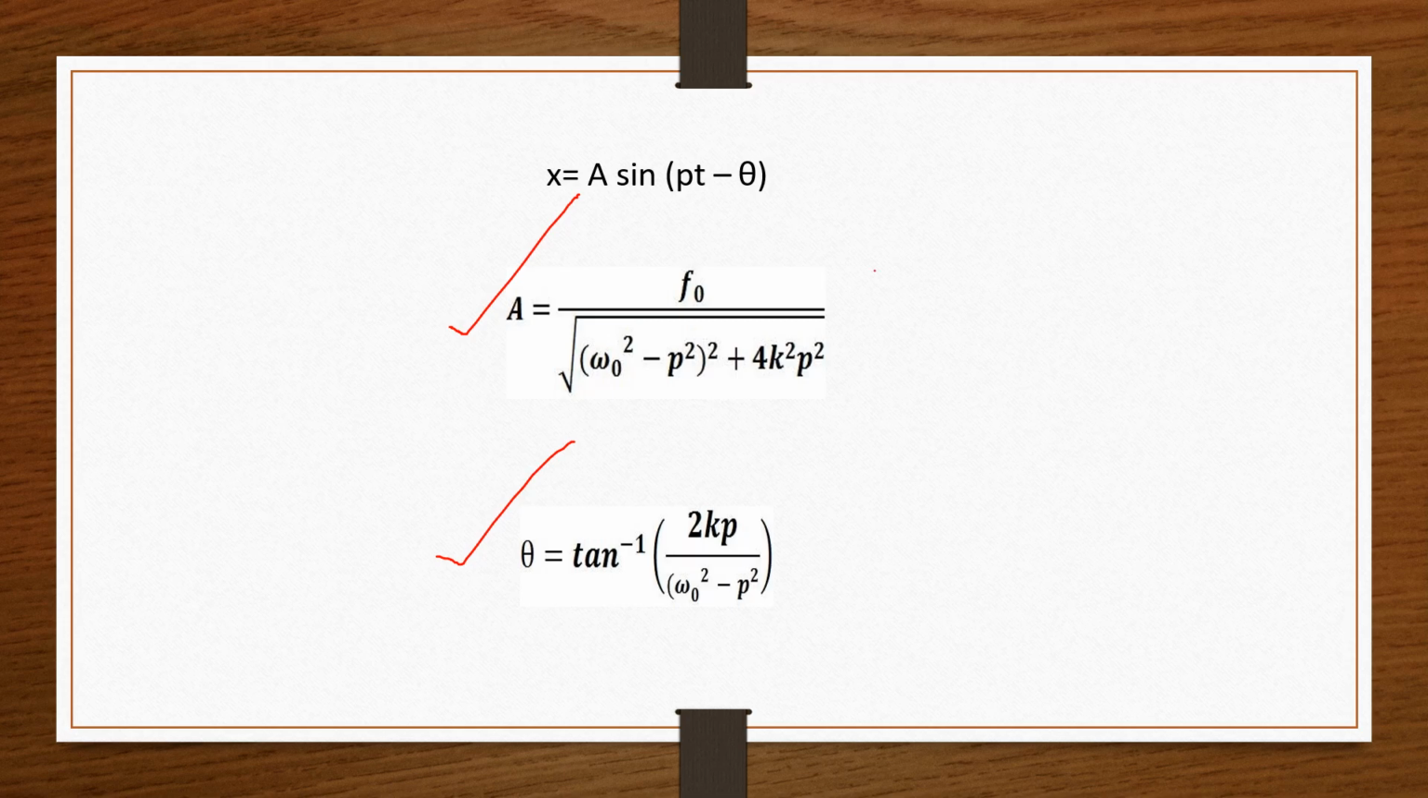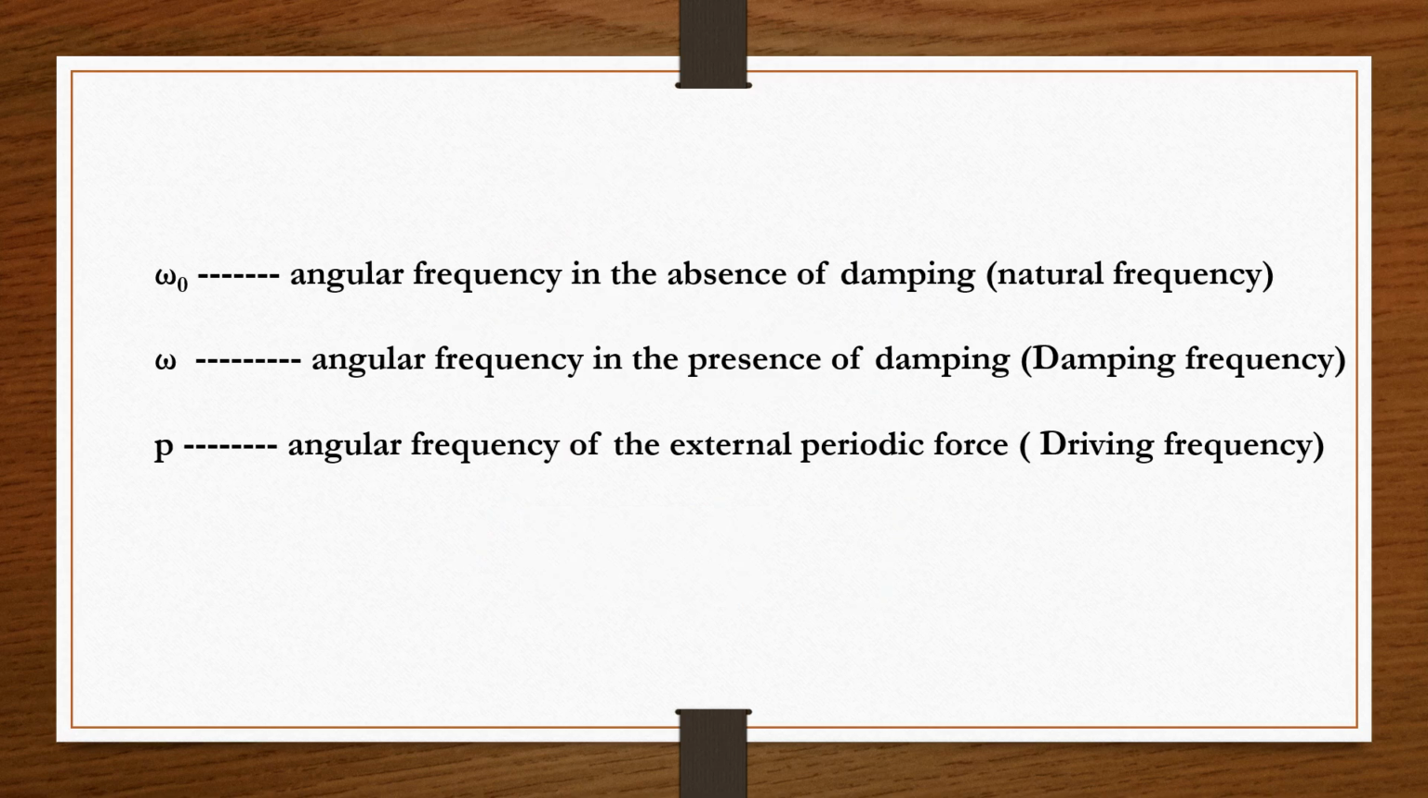So you remember both these equations. So far you have studied three angular frequencies. First one, omega 0. It is the angular frequency in the absence of damping. Then omega, it is the angular frequency in the presence of damping. It is also called damping frequency. Then small p, it is the angular frequency of the external periodic force, or it is also called the driving frequency.